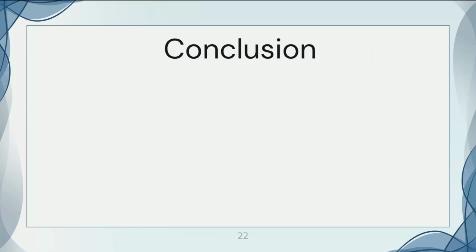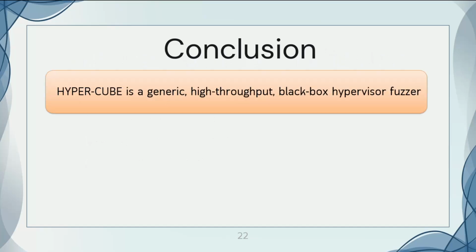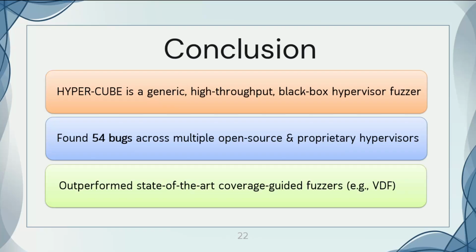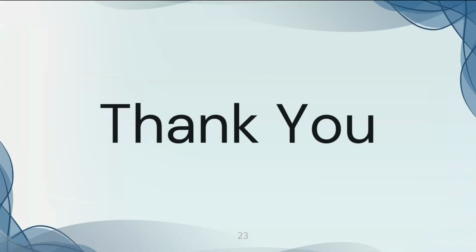Finally, let me come to my conclusion about Hypercube. Hypercube is a generic high-throughput black box hypervisor fuzzer. It found 54 bugs across multiple open source and proprietary hypervisors, and it outperformed state-of-the-art coverage-guided fuzzers like, for example, VDF. And this marks the end of my presentation.